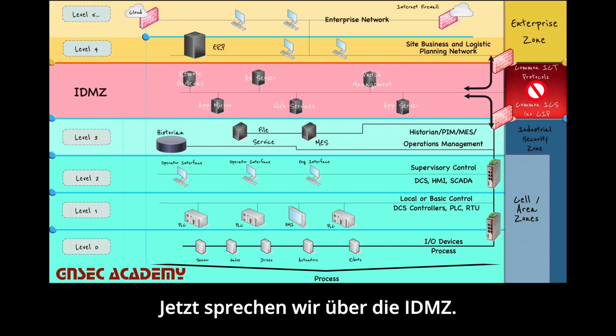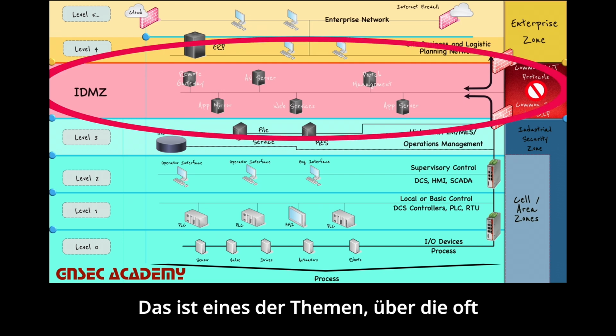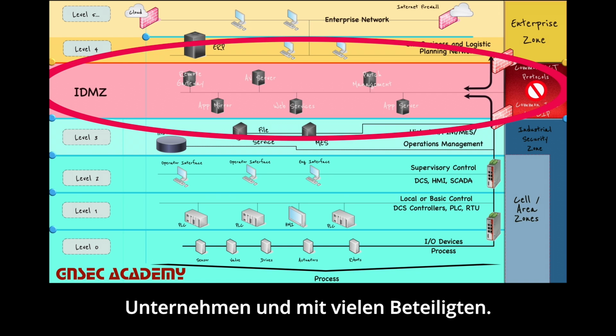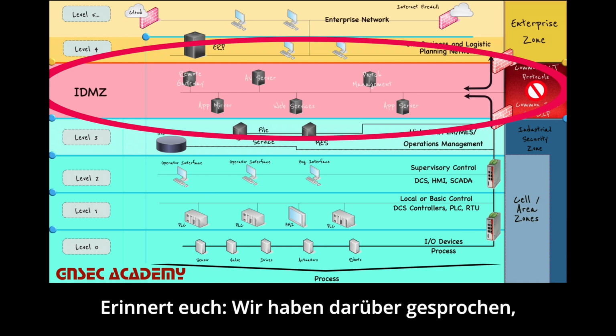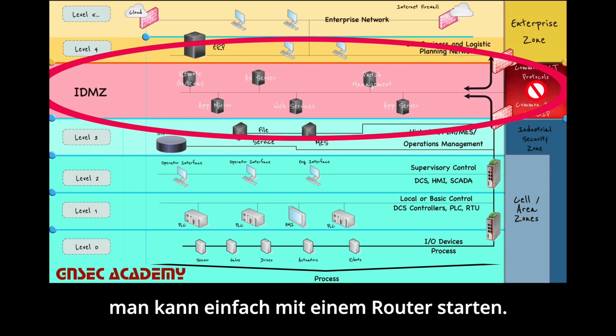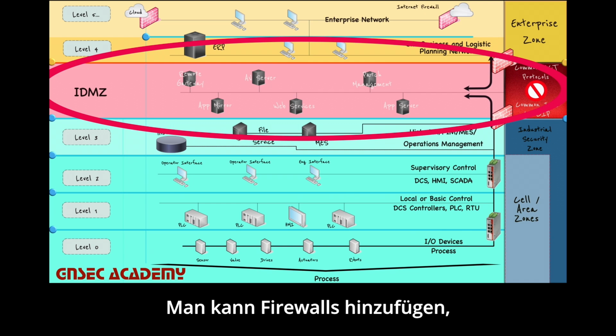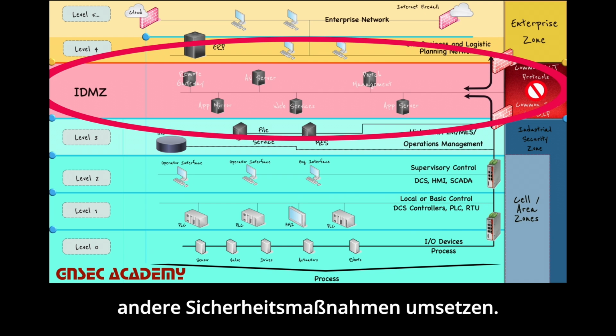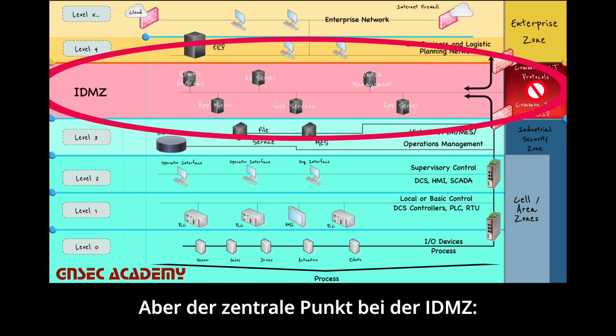Okay, now let's talk about the IDMZ. That's one of the things which are, well, it's a long discussion with many companies and many people inside there. And if you remember, we talked about how to connect a network to a network, and you can start with a simple router. Makes it very simple and easy, not secure. You can add firewalls and you can do different things.